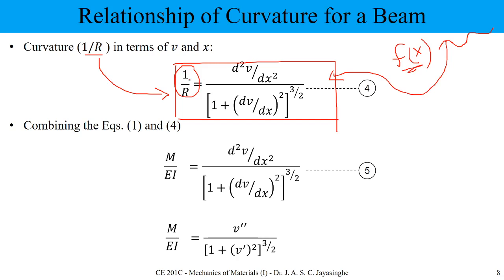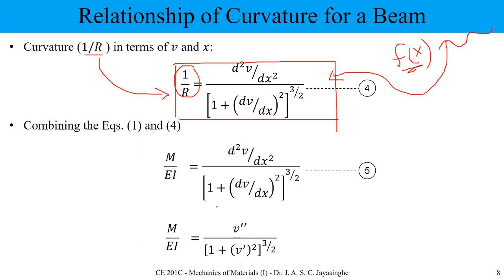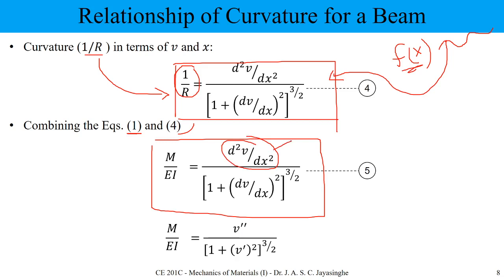Now from our first equation, we know this is curvature, and this is equal to M divided by EI. EI has a special name: we call it flexural rigidity. We'll call this equation 1 and substitute into it. You will end up with this equation, and you can rewrite it this way. This part we can represent as v double prime, and this one as v prime. Same thing, different notations. This is your equation.